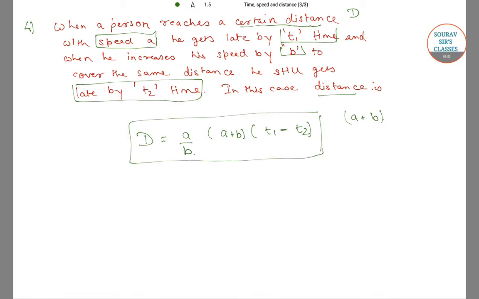So this is the distance. Now let us suppose that when he increases the speed by b, he covers the distance and reaches the destination t2 time earlier. In that case, the distance would be given by d is equal to a by b into a plus b into t1 plus t2.